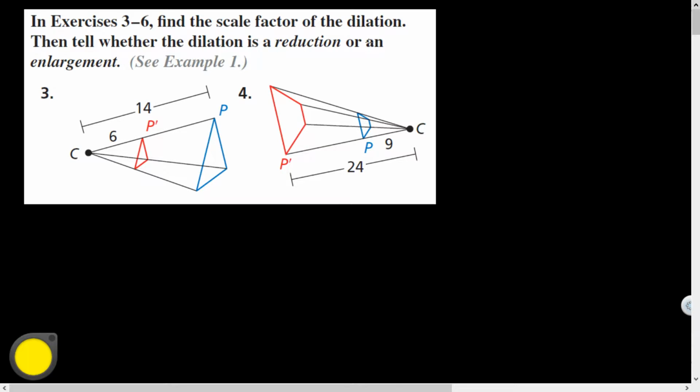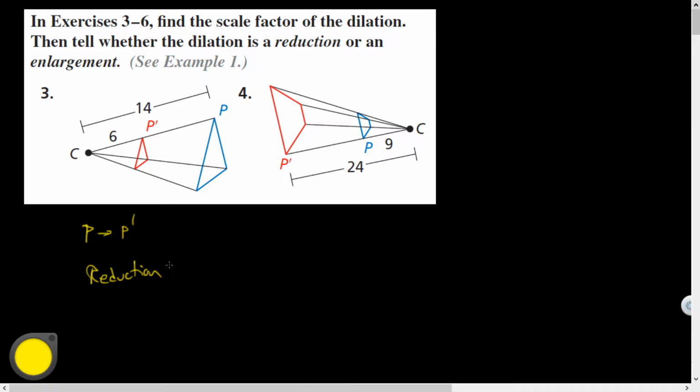It says find the scale factor of the dilation, tell whether it is a reduction or enlargement. So to go from P to P prime, right? Because that's the direction, the pre-image versus the image. What we would do, it looks like it's getting smaller, friends. So I'm going to call this a reduction.